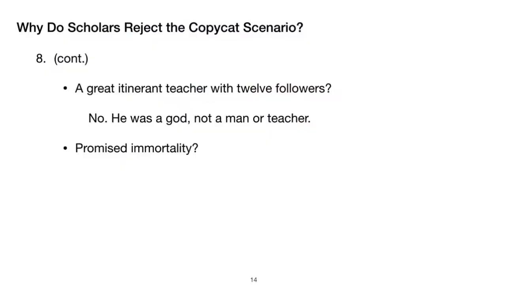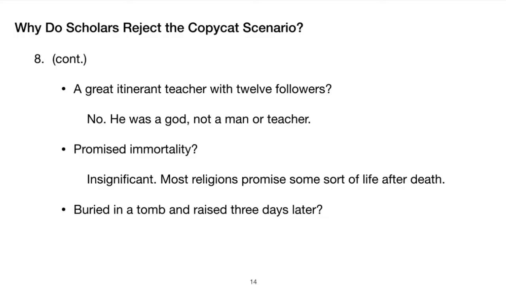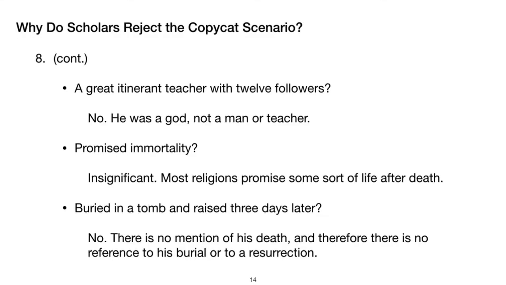Did he promise immortality? Well, on that we could say, so what? Virtually every religion, almost every religion, promises some form of immortality, right? So the fact that these other religions did really has no bearing on Christianity. That's a common feature of most religions. Was he buried in a tomb and raised 3 days later? Well, in fact, there's really nothing said in the Mithras literature about his death. So since there's nothing said about his death, obviously there's nothing said about how he was buried, and of course nothing said about him rising from the dead.